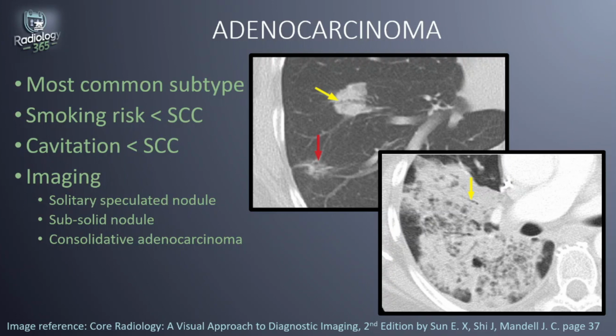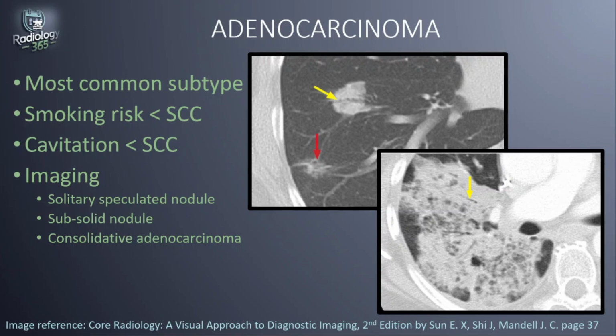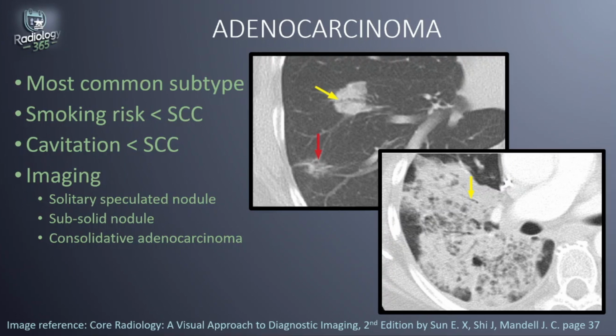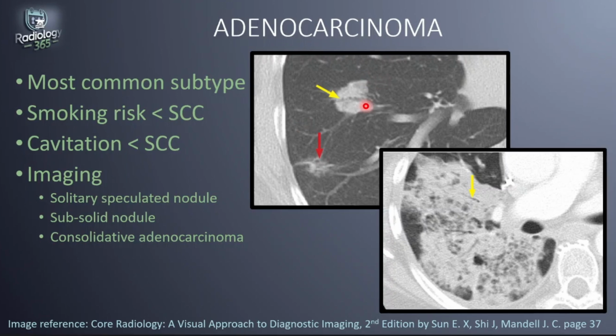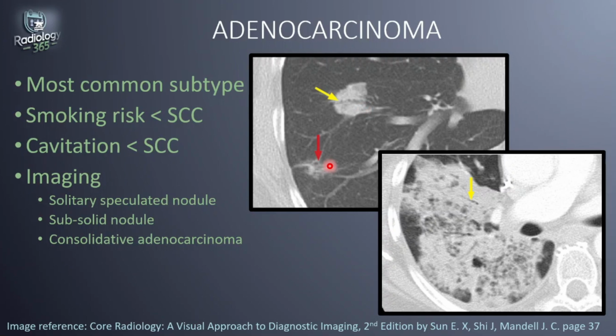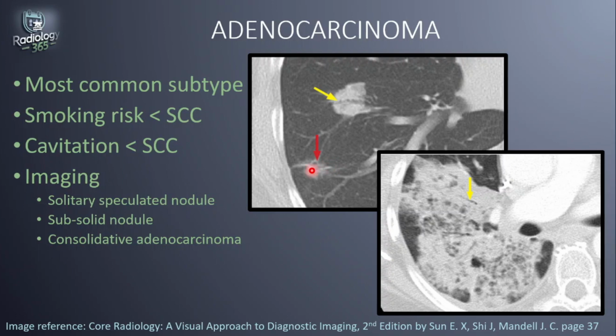disease. So in these images, the first one is an axial CT and it shows a solid nodule with air bronchograms and a more peripheral ground glass nodule. And these two different nodules with different characteristics were both shown to be adenocarcinoma subtypes on histopathology.